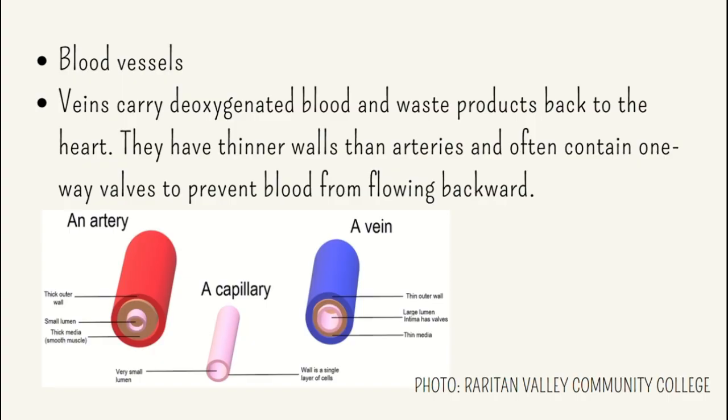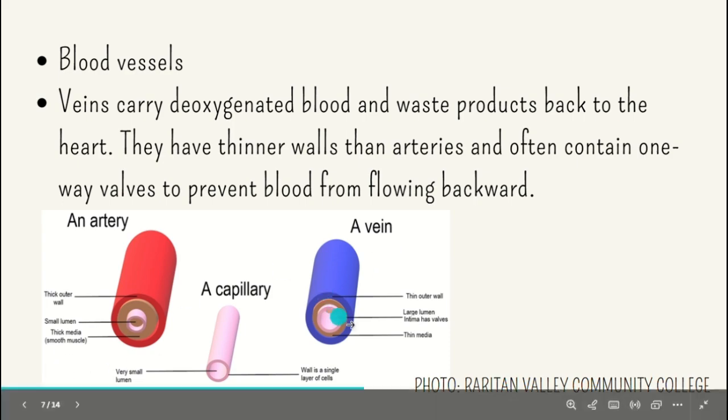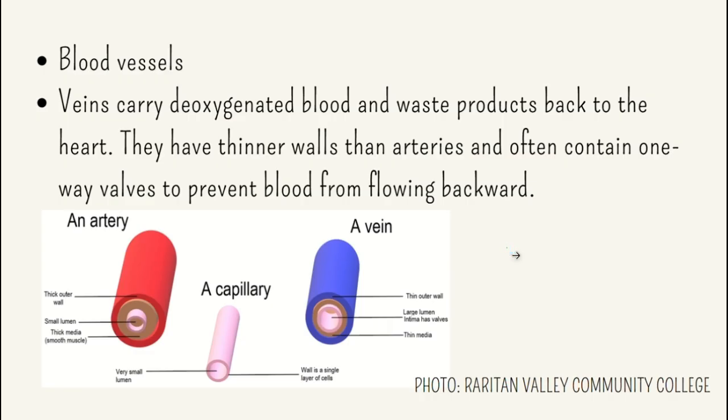So we say veins are carrying deoxygenated blood to the heart, right? And then these veins have valves to prevent the backflow of blood, because we don't want the deoxygenated blood to go where it's not supposed to. So now, as you can see, the vein has an extremely large lumen. Why do you think the vein has thinner walls, and why does it have such a big lumen?